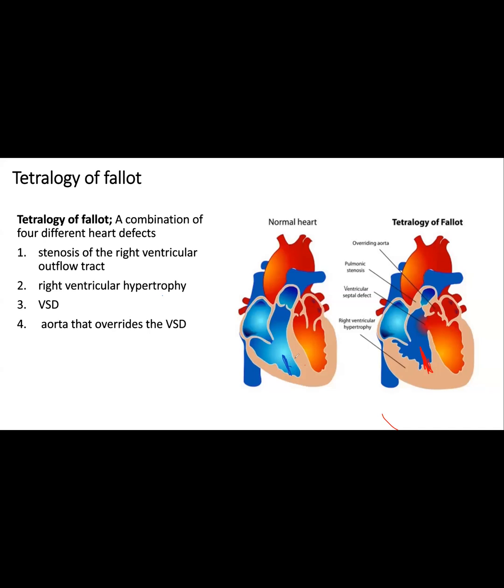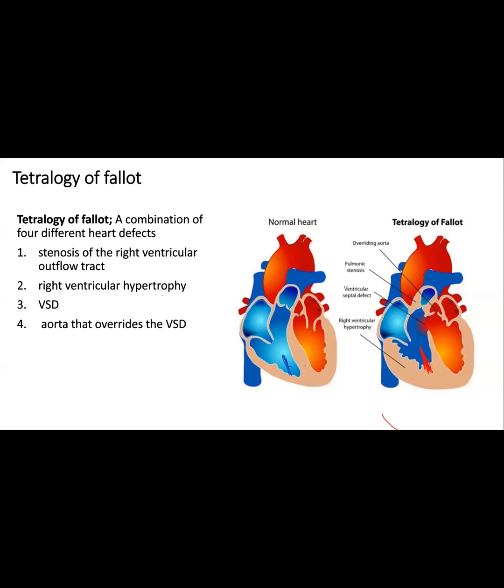So the first abnormality, as you have mentioned, is a combination of 4 different heart defects which usually occurs when there is a shift of the atrioventricular septum slightly to the right side. And the first abnormality is stenosis, or you can say the narrowing of the right ventricular outflow tract into the pulmonary arteries. This could be either narrowing of the valve itself or narrowing of the infundibulum, which is the area right below the valve. But either way, it makes it harder for the deoxygenated blood to get into the pulmonary circulation, and that's one of the first defects.